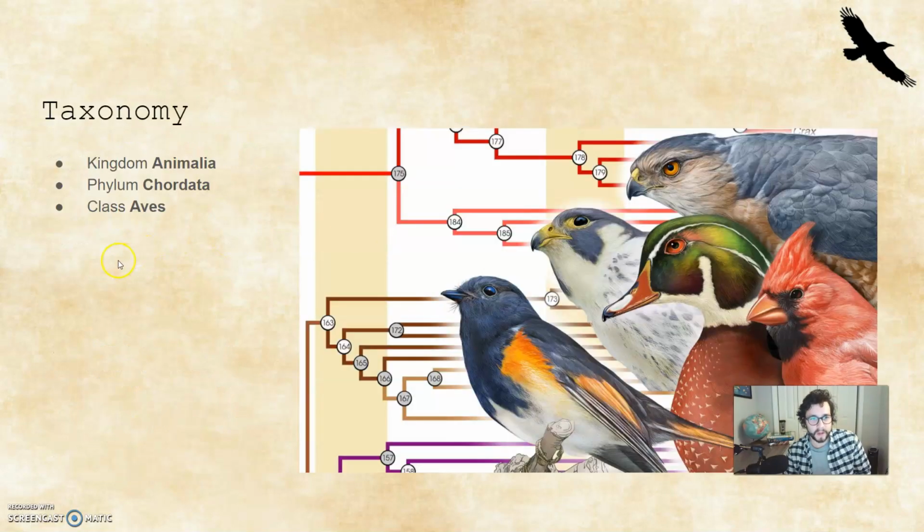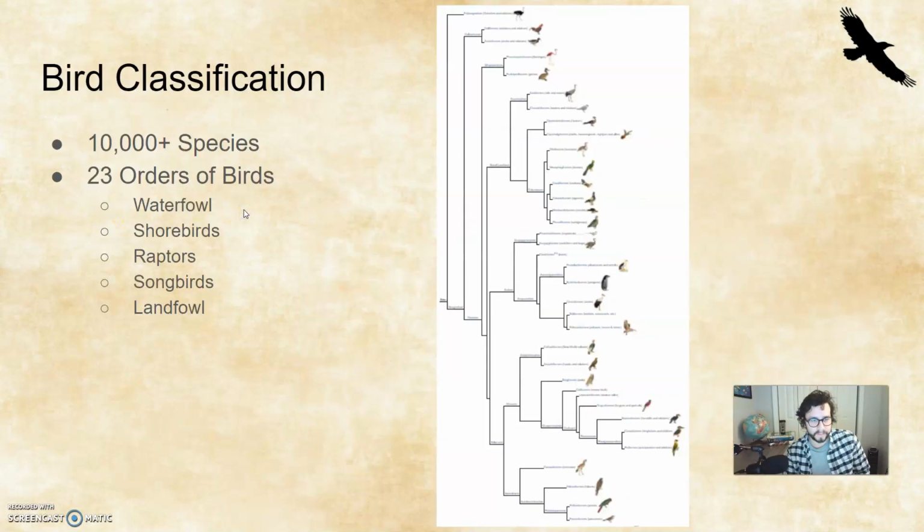So how do we classify birds? Well, they are all animals in the animal kingdom. They have backbones, of course, so they are in the phylum Chordata, and we are no longer in reptiles. They are in class Aves.